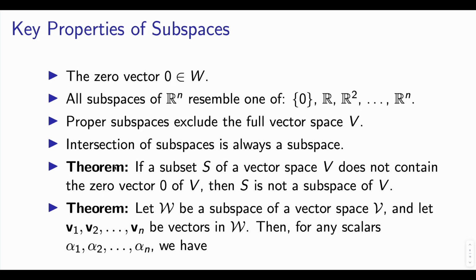Then we'll see the key properties of a subspace. Always, as I told you, the zero vector must belong to W. All subspaces of Rn resemble, as we have seen, 0, R, R2, and so on. For R3 we have checked. So it is true for all of them. Any set is a subset of itself, so Rn is also a subspace of Rn. A proper subspace excludes the full vector space. So what I'm going to say is, 0 and this, and all of these are in between.